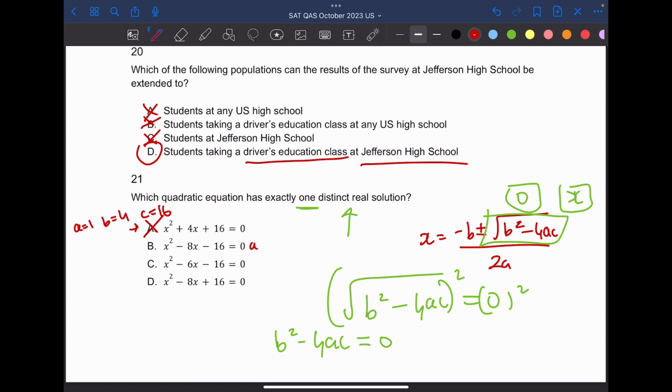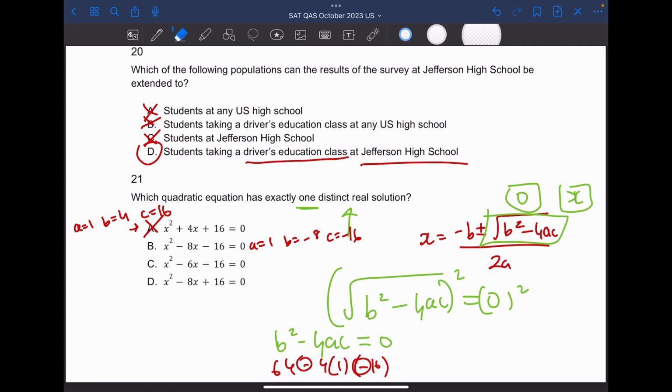Let's do the exact same thing for B. For B, a is equal to 1, b is equal to negative 8, and c is equal to negative 16. Will this give you 0 if you plug them in? Let's try it. Negative 8 squared is 64, minus 4 times 1 times negative 16. If you notice, both of these negatives will become positive, so you end up adding both numbers, which will give you an answer a lot bigger than 64. So this is also wrong, and we're going to cross it out.